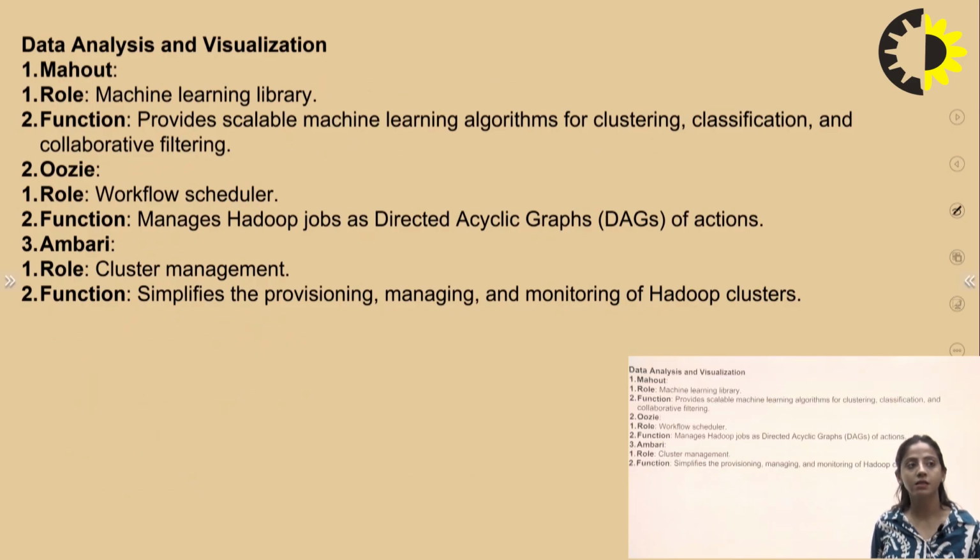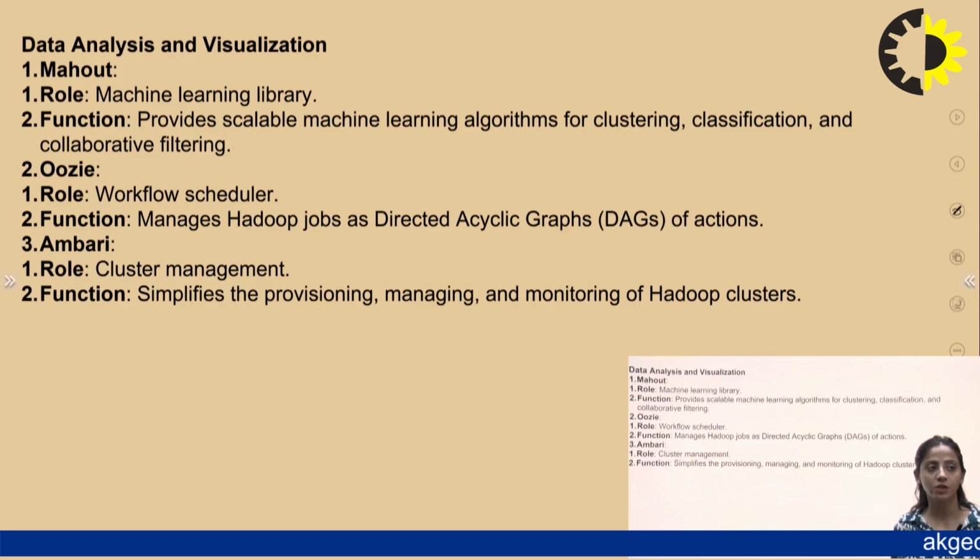Now, data analysis and visualization tools. One of them is Mahout. Mahout has a role of being a machine learning library. It performs the function of providing scalable machine learning algorithms for clustering, classification and collaborative filtering. Second is Oozie. Oozie has a role of workflow scheduler. It performs the function of managing Hadoop jobs as directed acyclic graphs of actions. Ambari has a role of cluster management. It performs the function of simplifying the provisioning, managing and monitoring of Hadoop clusters.